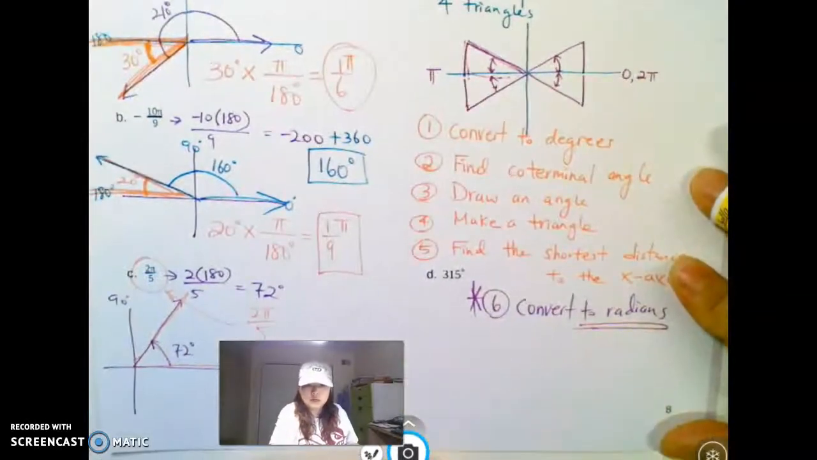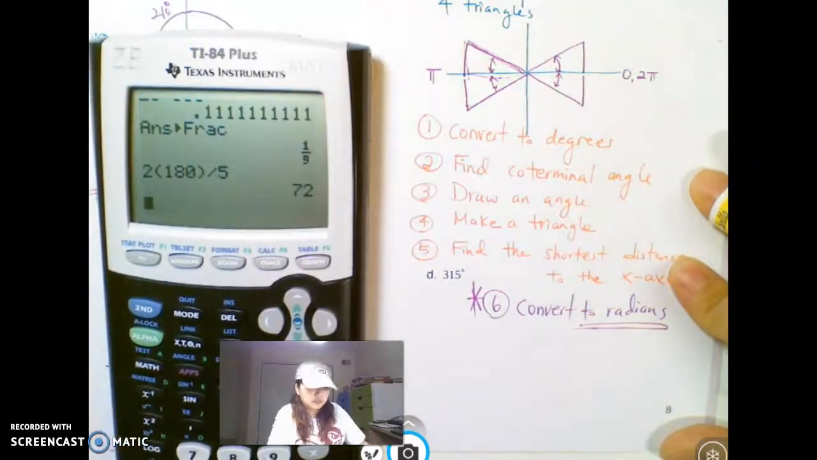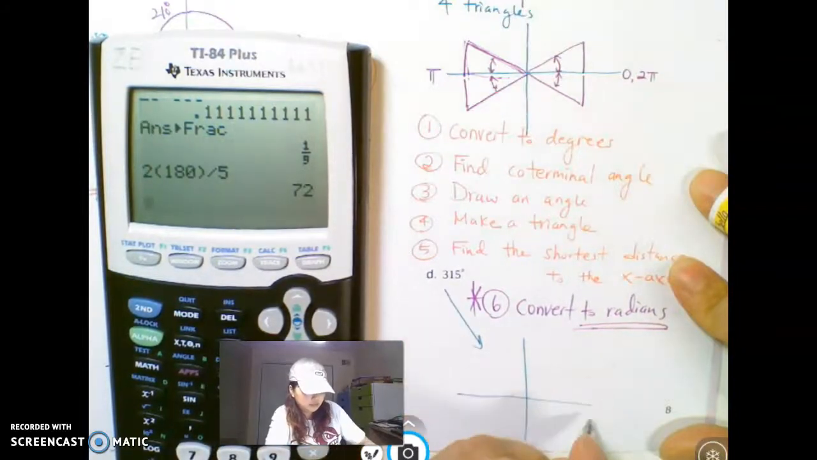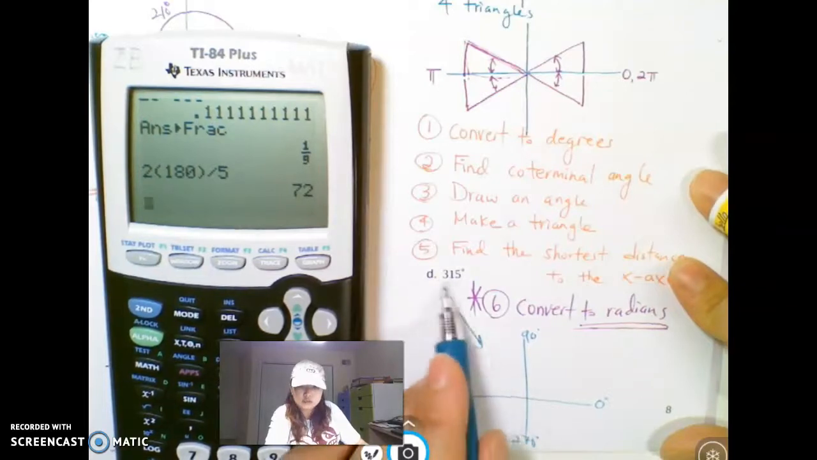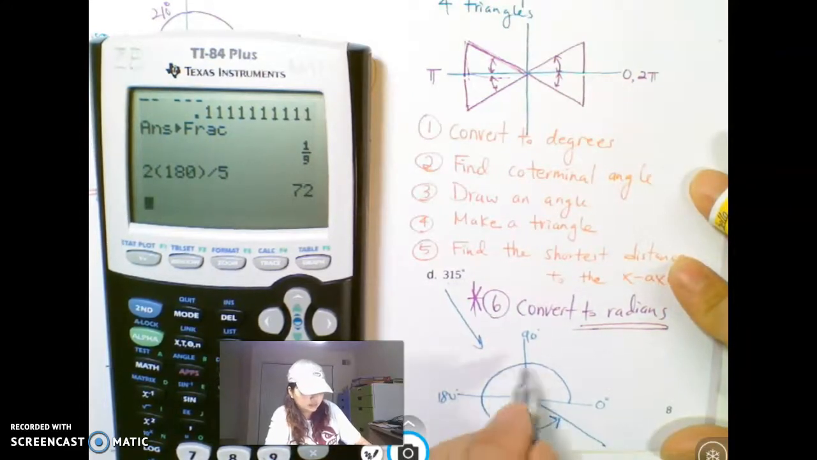Should we do more? Do you want to do 315? D? All right, let's do D. Sorry, I missed. Now, let's see if you can draw this. Here's a 0, here's a 90, here's 180, and here's 270. It's less than 360, so you know we didn't go all the way around, right? So we start at 0, go around 90, 180, 270, past all this, and then around here is going to be 315 degrees.